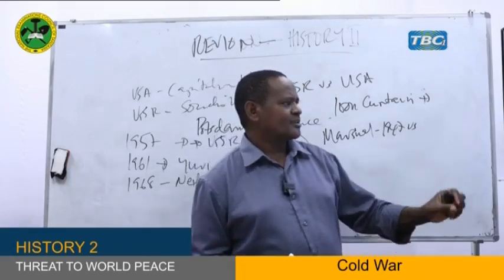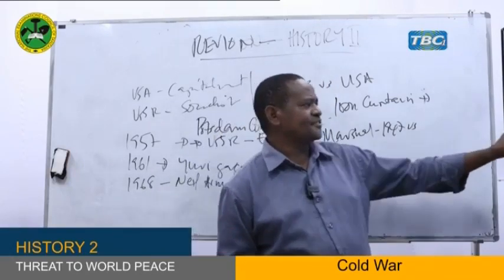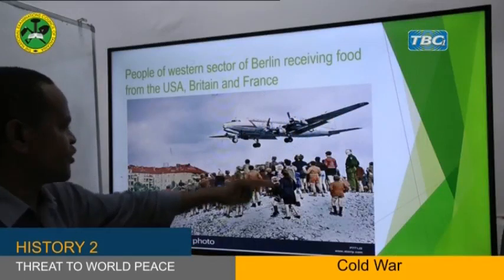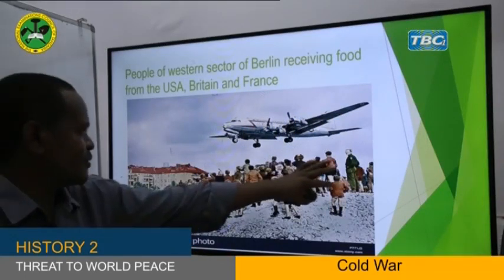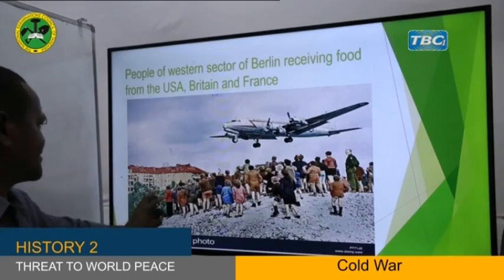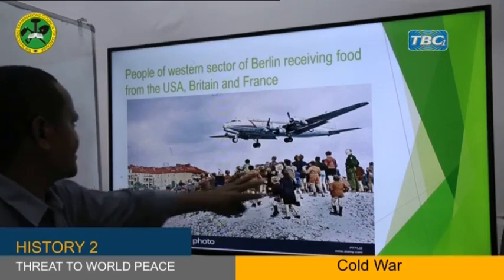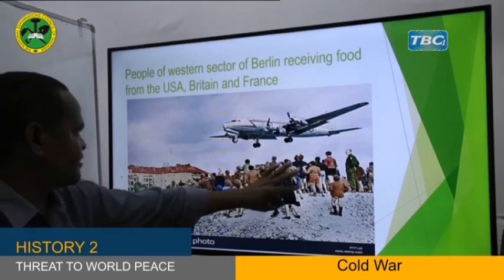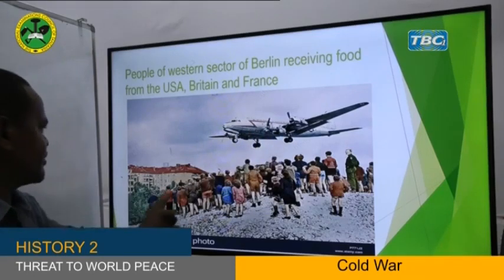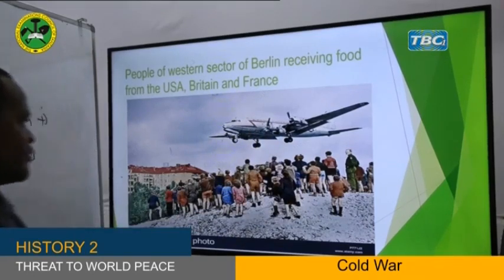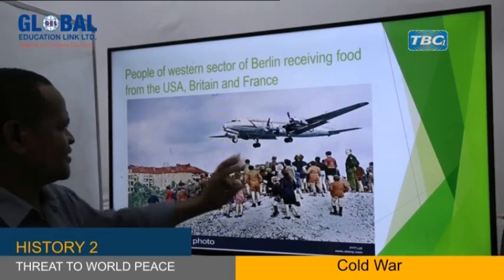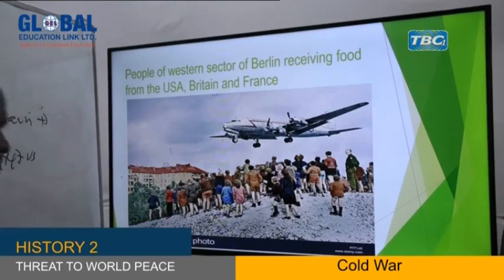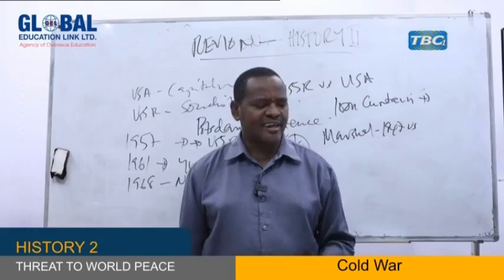Another point here, before we go to that, my dear students, you can see this is the plane which was dropping food from above, and these are the people of that western section of Berlin, waiting for the supply of food from the United States, Britain, and France. So this is the plane dropping food, and these are the people who are waiting for food. So you can imagine the tension of that extent. This really implies that there was a Cold War. There was really a Cold War.